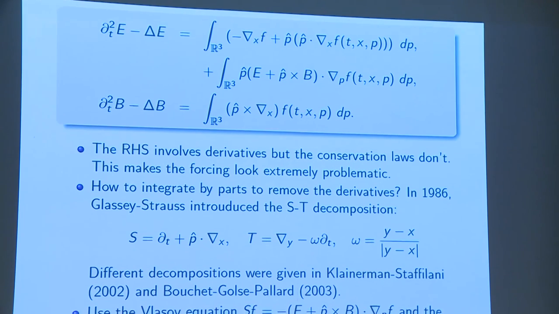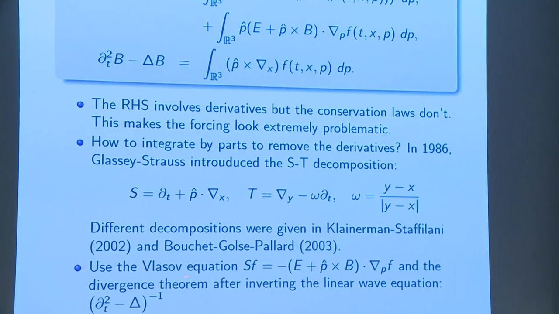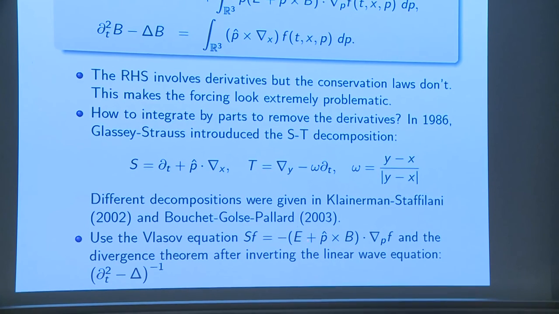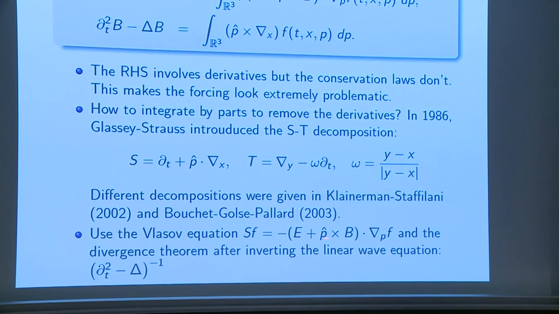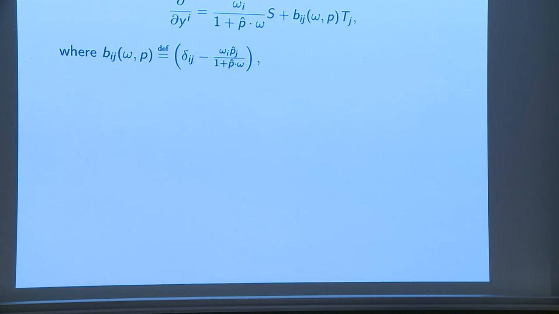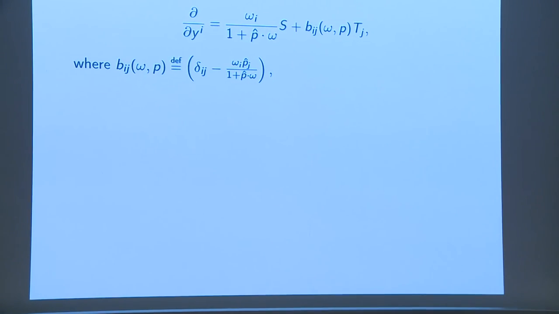So for one, you plug in the Vlasov equation, so S of f is equal to minus (E plus p hat cross B), the Lorentz force, dot grad_p f, and then you can integrate by parts in p, and then you can use the divergence theorem on the T term after inverting the wave operator. Okay, so that was a bit too brief, so let me explain it in more detail.